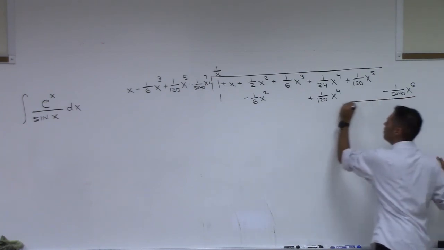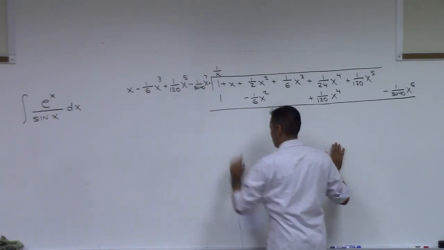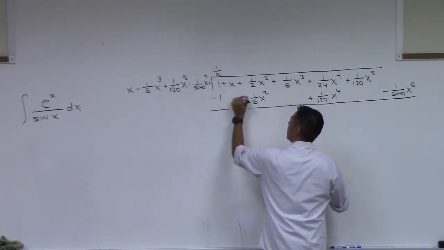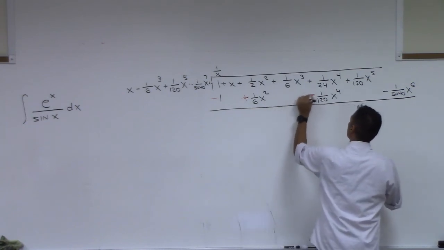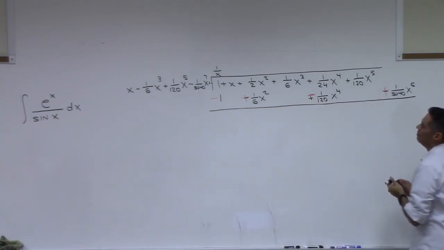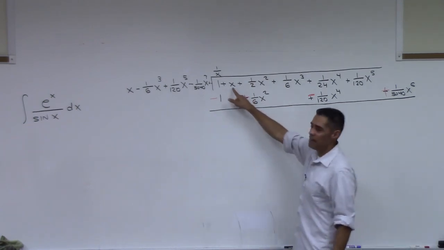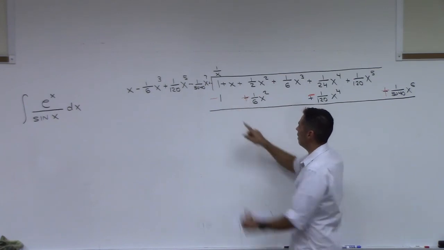Coming through and subtracting: minus, plus, minus, plus, right? Okay, now be real careful. Add down. What do you get? First you get x, right? You get x first. This x right there.